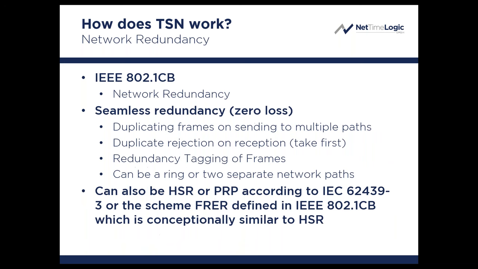Then for the redundancy, there is another standard, 802.1CB. It is a seamless redundancy protocol, which means you have zero loss and zero switch over time. It duplicates frames on sending, and on the receiving path, it just takes the first frame and drops the second one. It does that by tagging the Ethernet frames, and this can basically be used in a ring structure, or even with separate networks or meshed technology. And yeah, it's basically the same concept that other protocols like HSR or PRP used in an IEC standard, and it was just re-standardized and openly standardized by the IEEE in that case.